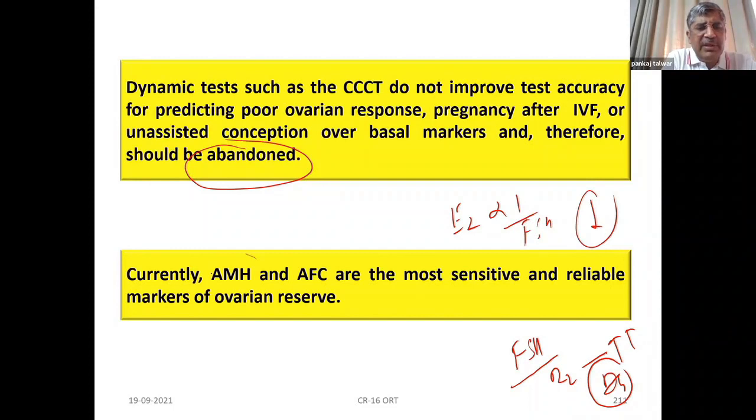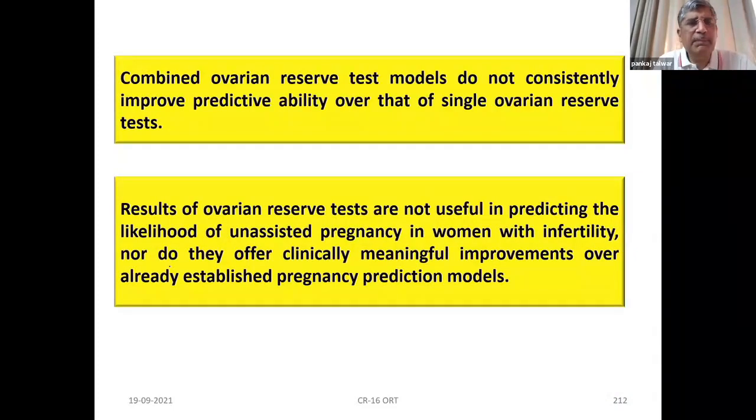Most sensitive are AFC and AMH. Combined tests are not very good. So packages are not very good. I think single ovarian testing is pretty nice in case we want to shift on to that. So single ovarian reserve testing is a good option for all of us.